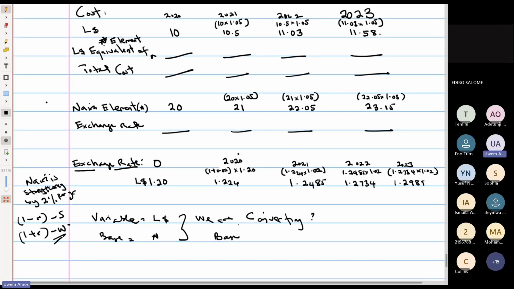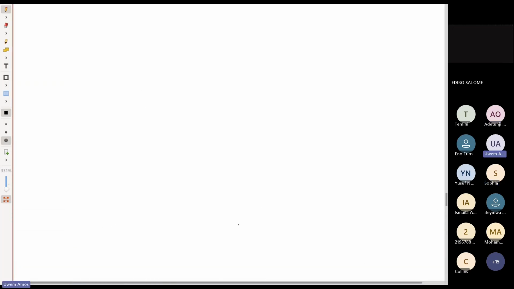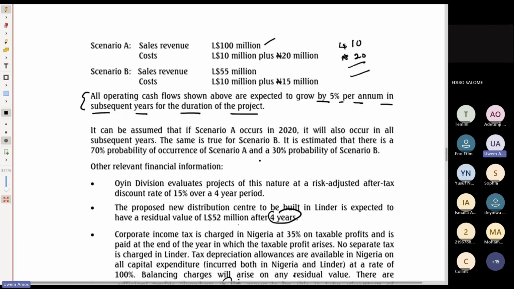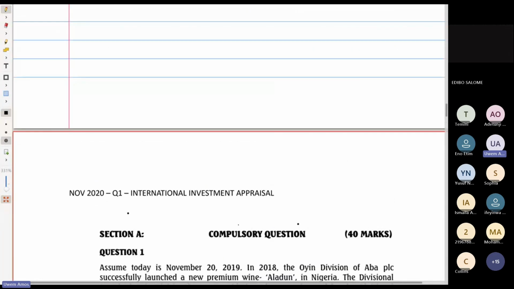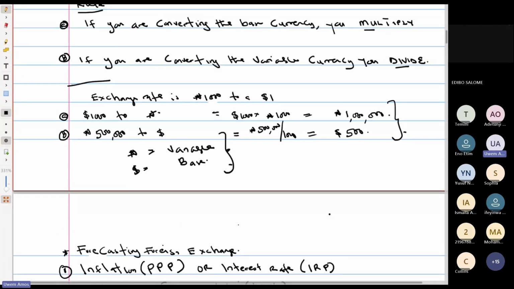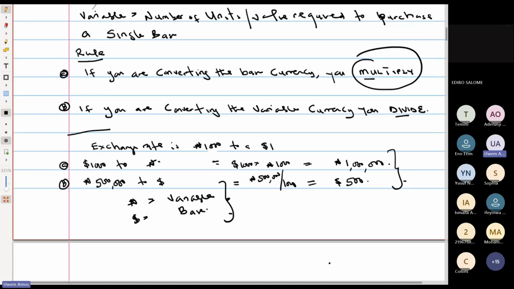So when you are converting the base, what do we do? Multiply. Let's remind ourselves. Once you know the rule, you can never get it wrong. Once you know the principles and the rule, no matter how I twist it, you will never get it wrong. The problem is when students memorize, they don't know why or what we are doing. So when we are converting the base, you multiply. That's what we're going to do to convert Naira to Nigerian dollar.